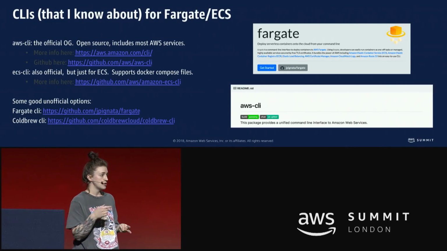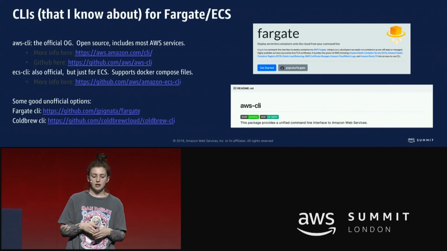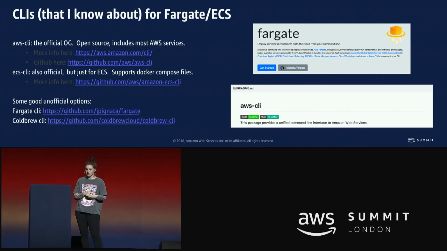There are also some ECS and Fargate specific ones. The first one is also official. It's called the ECS CLI. It's just for ECS. Its biggest differentiator is that it supports Docker Compose files. So if that's a format that you're really invested in or interested in using, that's the way to get support for those Compose files.